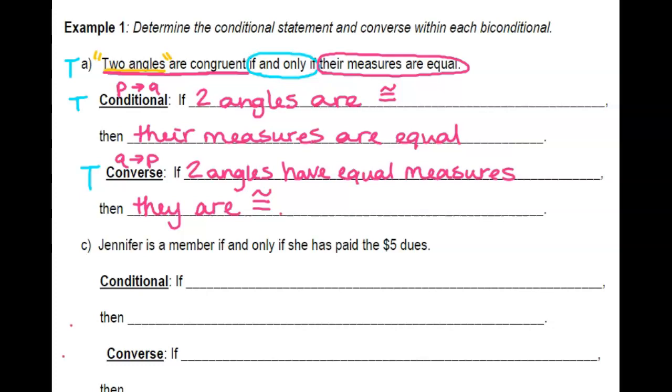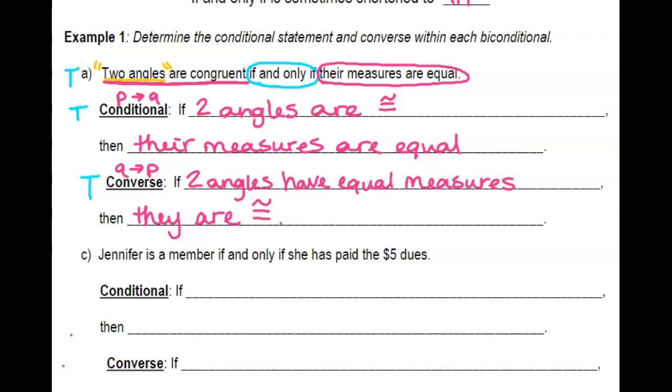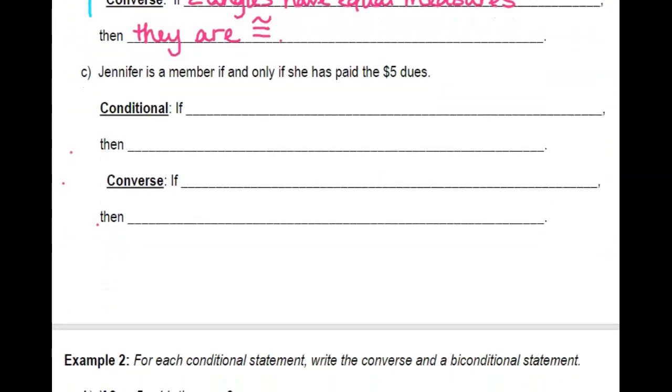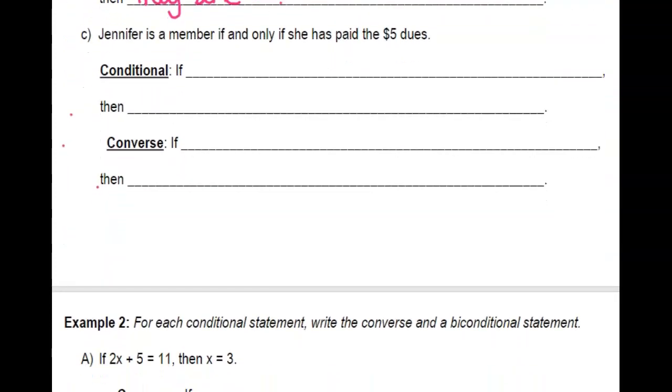So I'm going to scroll down to example 1, should be 1B, but it's not, it's 1C. Why not, huh? This example, I would like for you to pause your video and try to figure out the hypothesis, the conclusion, and rewrite the conditional and converse from that biconditional that's given. You can use the previous example as a guide, but pause your video and check back for the answer.